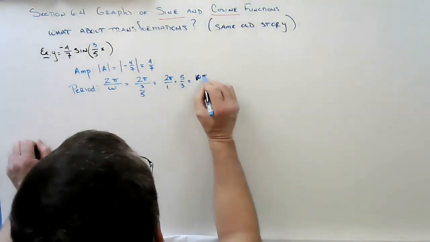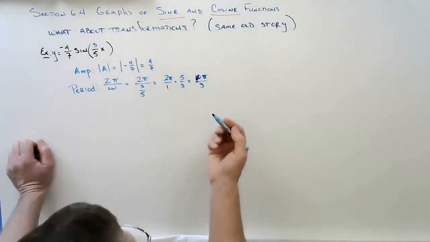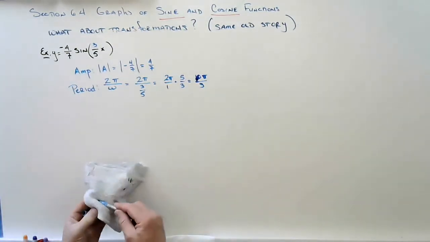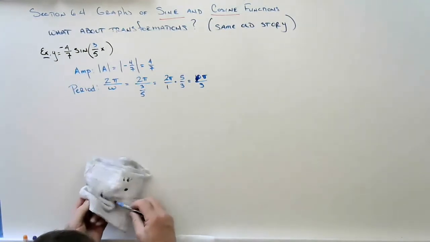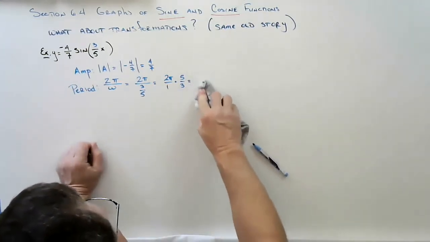That's 10 pi over, what's going on? All the pens are blowing up today. I'm not really sure what's happening with my pens. Maybe the world's ending and I just don't know it.